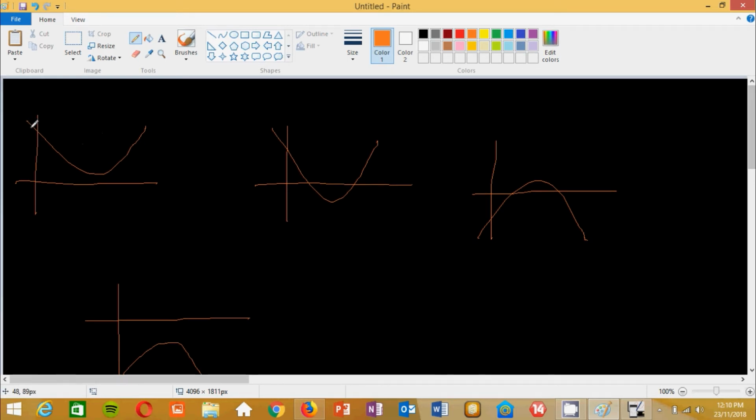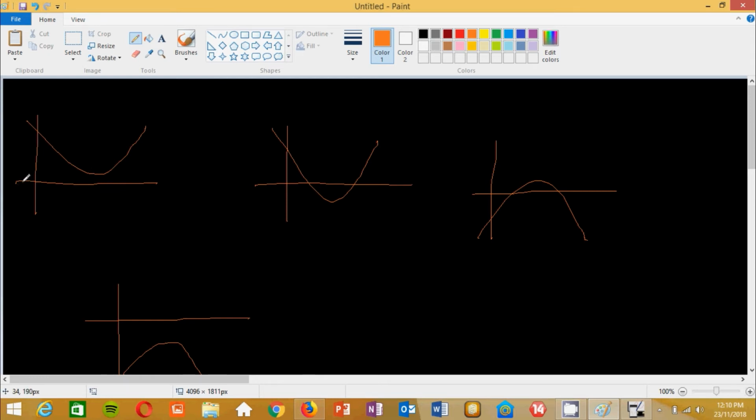As you can see in the first one, this parabola is not touching the x-axis whatsoever. But every single parabola that you have will always intersect the y-axis, though some parabolas will not necessarily intersect the x-axis. Like this one, it's above the x-axis, it's positive everywhere.